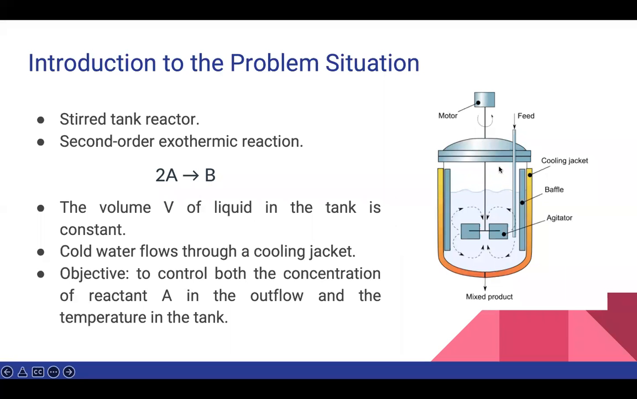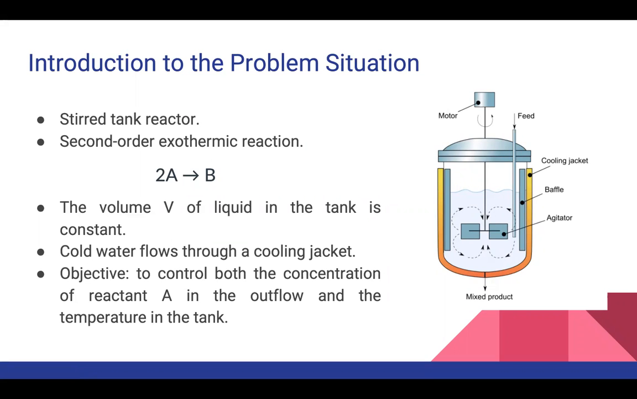What we have is a continuous stirred tank reactor, and the reaction happening there is a second order exothermic reaction, which basically means that the reaction is releasing energy in the form of heat. And as we have a heat release, it has to be controlled through a cooling jacket. Otherwise, the heat could build up and cause the tank to explode, which is quite dangerous.